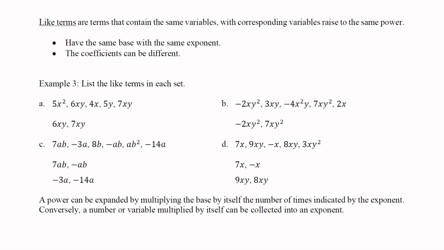A power can be expanded by multiplying the base by itself the number of times indicated by the exponent. Conversely, a number or variable multiplied by itself can be collected into an exponent. So for example, if we have 5 times 5 times 5 times 5, that can be rewritten as 5 to the 4th because we are multiplying 5 4 times on itself. We have x times x times x, so we can rewrite that as x to the 3rd, and y times y can be rewritten as y squared.